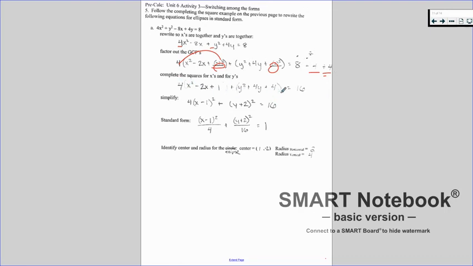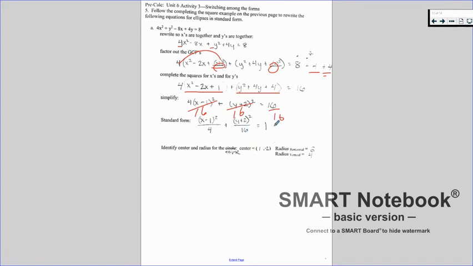Completing the square. This is now a perfect square trinomial, so we can factor. And then I want this to be a 1 over here, so I'm going to divide everything by 16. And we notice 4 over 16 is the same as 1 over 4. This is just 1 over 16, and this ends up as a 1.